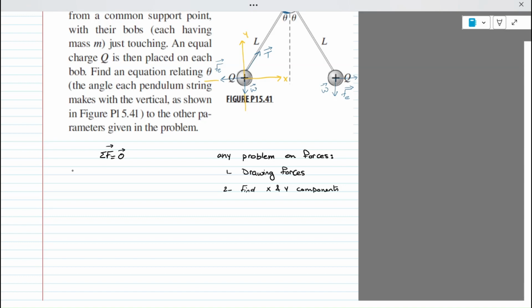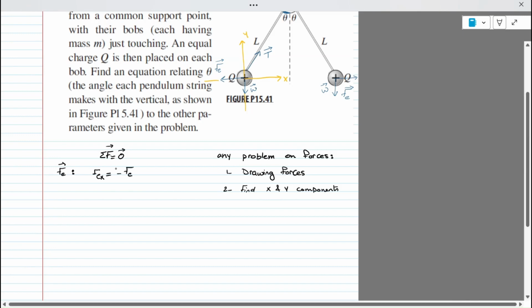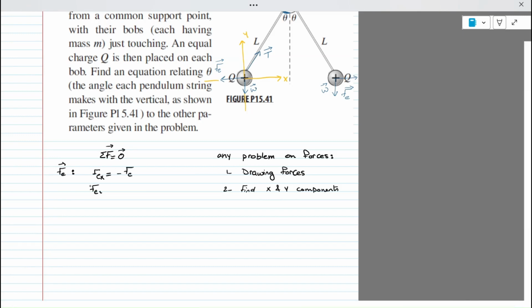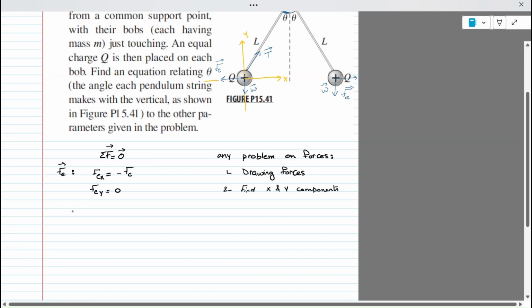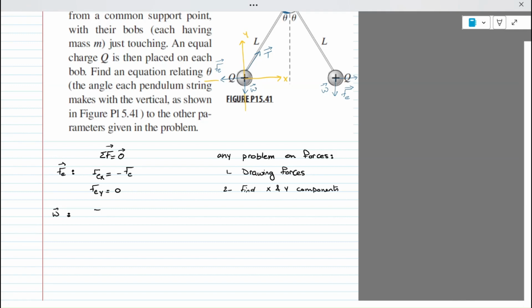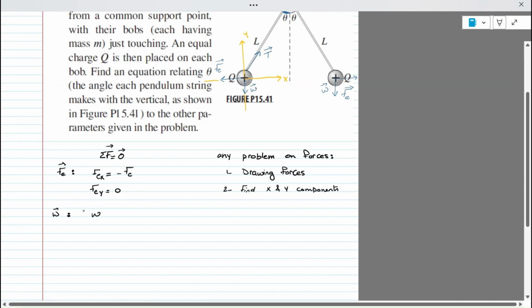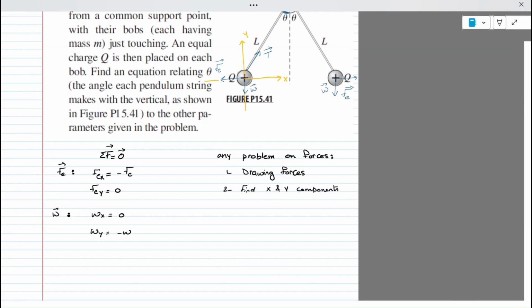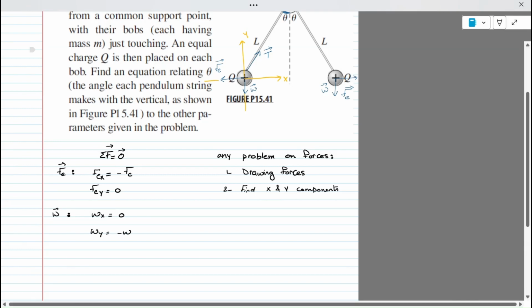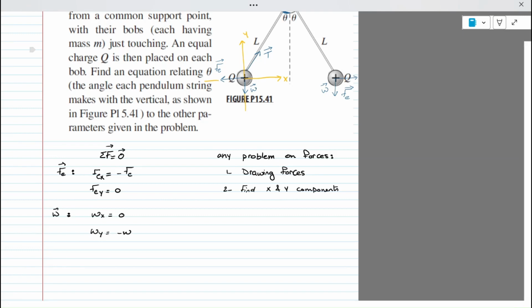I'll start with the easy ones. The electric force, its x component is in the negative side of the x-axis, so that's minus Fe. Its y component is 0 because it's along the x-axis. For the weight force, it's the other way around. The x component of the weight force is 0, and the y component of the weight force is minus the weight itself, because the weight force is in the negative part of the y-axis.